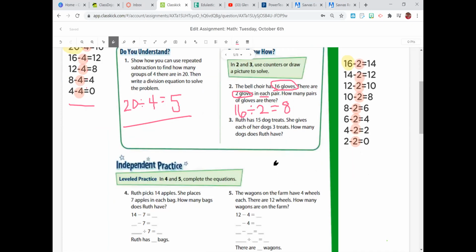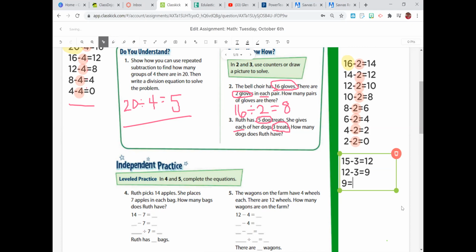Let's try number 3. Ruth has 15 dog treats. She gives each of her dogs 3 treats. We're going to do repeated subtraction again on the side, starting with 15. And I'm taking away 3 each time I give one away to her dog. So I give one away to her first dog. It leaves me with 12. And I have 12. I'm going to give 3 to the next dog. That's going to leave me with 9.